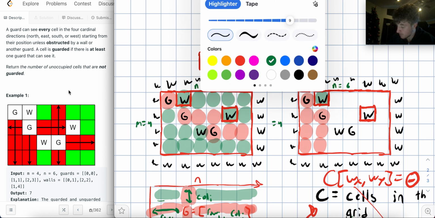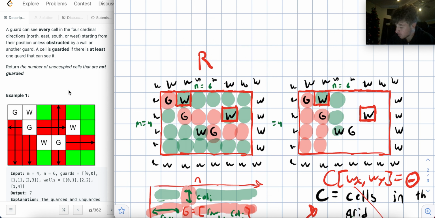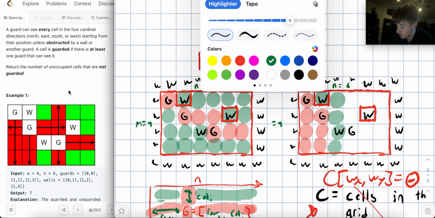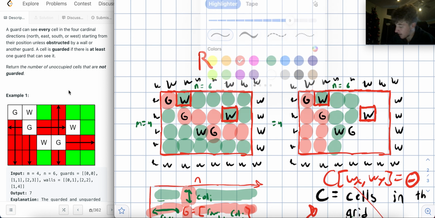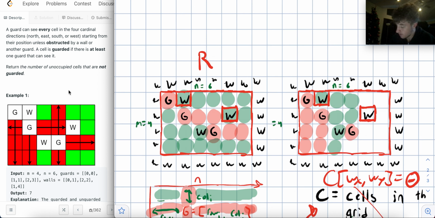I see nothing in the beginning, right? Going down, down. I see a wall, we're good. I see nothing, we're good. I see nothing, nothing. I see a guard. That's bad. And that means a guard covers this going down. I see nothing going down. Good. Wall. Nothing, nothing, nothing, nothing, nothing. Right.